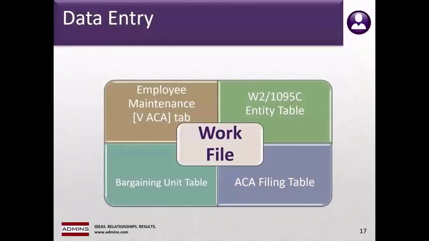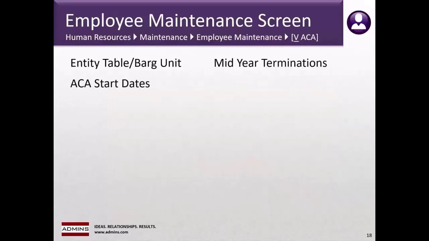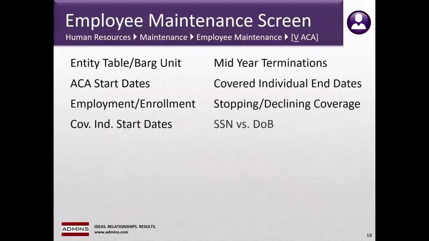There are 4 screens in AUC that are used to maintain data for ACA processing to be included in the work file. We'll talk first about the employee maintenance screen, and then within the STEPS menu, we'll talk about the remaining 3. The Employee Maintenance ACA tab controls much of what is shown on the 1095-C form and is where most of the data entry will be done for ACA filing. The next 15 slides will cover these topics.